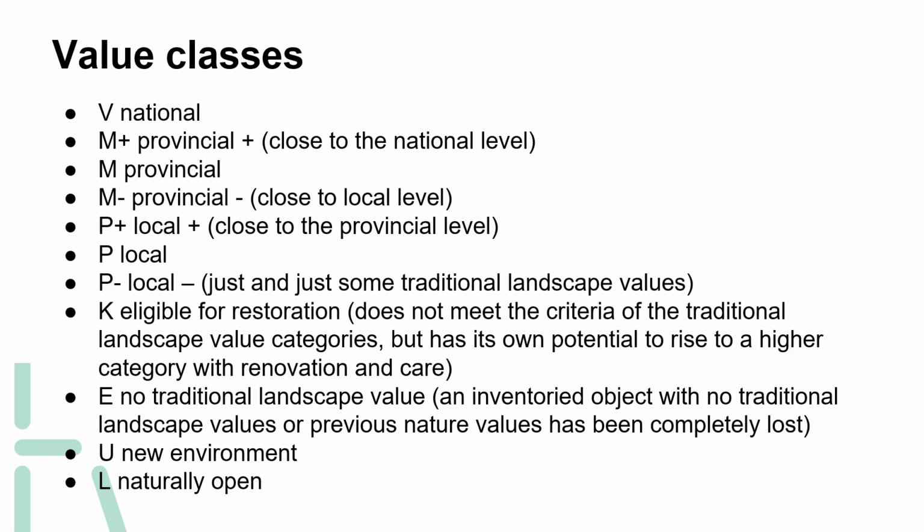In the international value inventories that were made in the 1990s, they used value classes. Areas were designated to be of national value, provincial value, or local value. There are also areas marked with K. It means that they are eligible for restoration. For the moment, they do not meet the criteria for a traditional landscape, but they have the potential to rise to a higher class when restoration and care have been carried out.